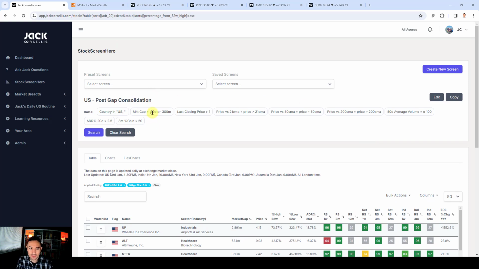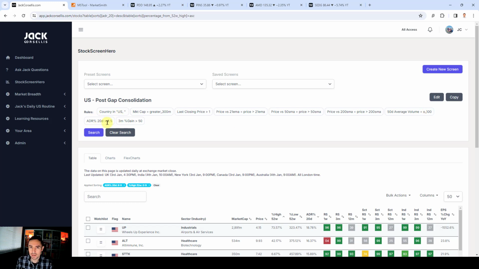So what am I doing? I'm looking for the market cap above 300 million, the last closing price above $1. I want the price to be above the 21-day EMA, above the 50, above the 200. Certainly the latter two, because I want that trend to be up. 50-day average volume, I want it to be above 100k. We could tweak that and make it much more onerous if we were like above 500,000, above a million if we want the really liquid stocks.